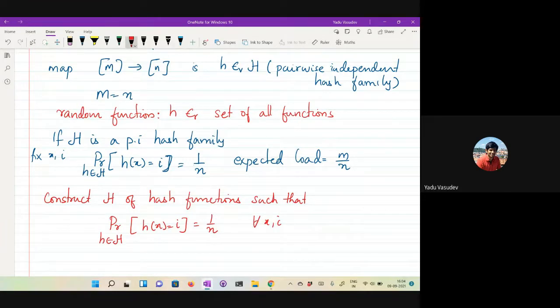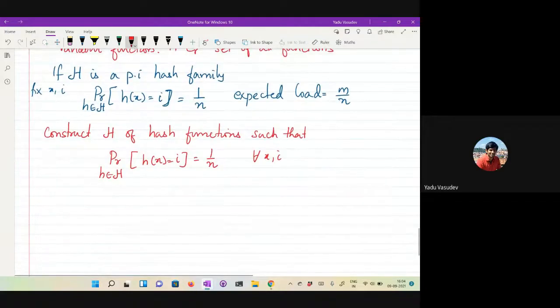Can you think of a very simple hash family which satisfies this condition, but which we cannot actually use for any hashing purposes, which is very bad for hashing? Construct a set of hash functions for which this uniform condition holds. There can be n functions such that every function always maps all elements to the same element. Exactly, the set of constant functions.